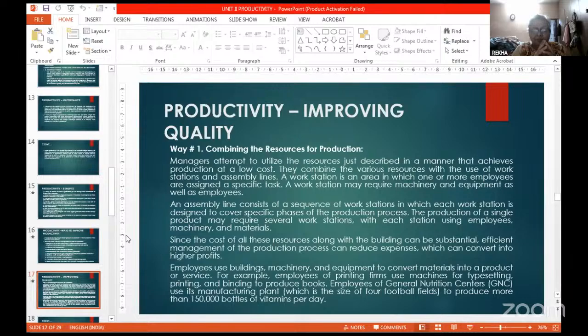For example, employees of printing firms use machines for typesetting. General Nutrition Centers use its 4 football fields to produce more than 1,50,000 bottles of vitamins per day. So they are using the resources. How they are using the resources is that you have to combine the resources, optimize, so the work is done properly and on time.